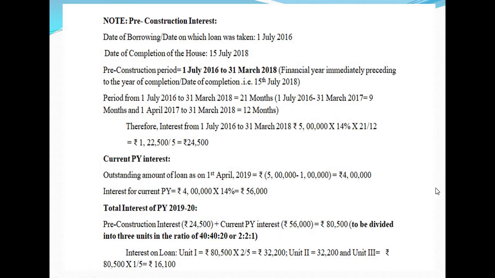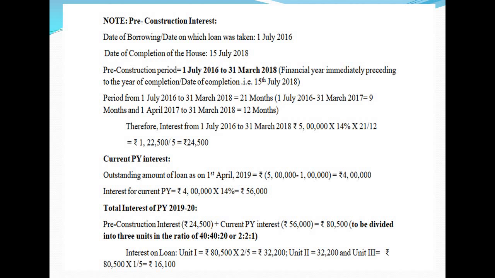So let us look at the calculation of pre-construction interest. There are two things which we have to note down, that is the date of borrowing and the date of completion. So the date of borrowing is 1st July 2016 and the date of completion is 15 July 2018. So the pre-construction period will be from 1st July 2016 to 31st March 2018, which is the financial year immediately preceding the year of completion, that is 15 July 2018. So the pre-construction period in total will be 21 months.